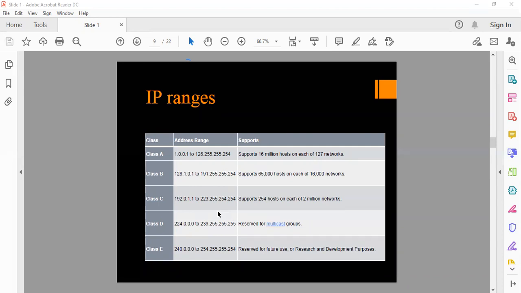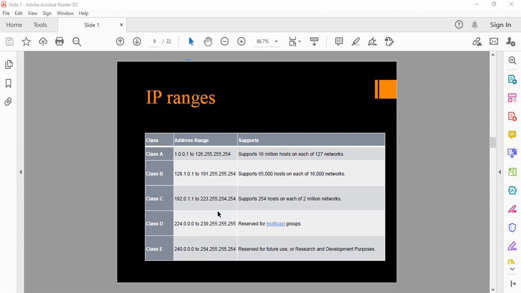Under the umbrella of these 127 networks you can communicate with 16 million hosts. While in class B addressing, you have 16,000 networks and it will support 65,000 hosts. If you want to increase your networks, you will use class B IP addressing, and the number of hosts will be reduced from 16 million to 65,000.